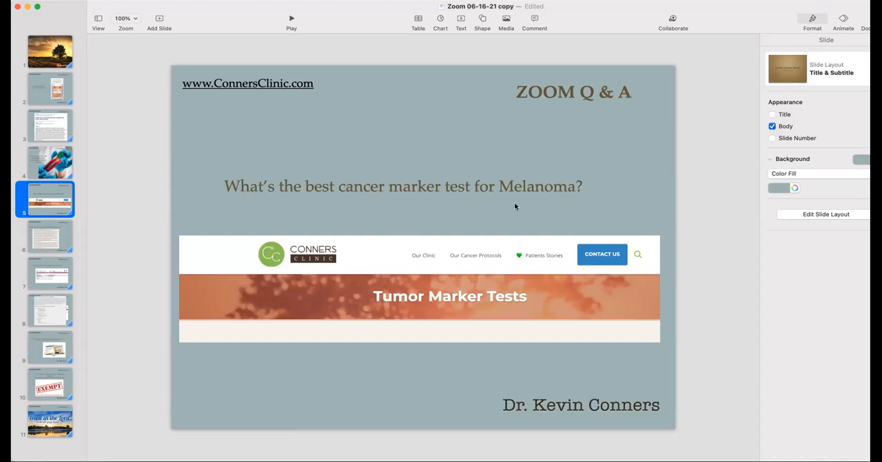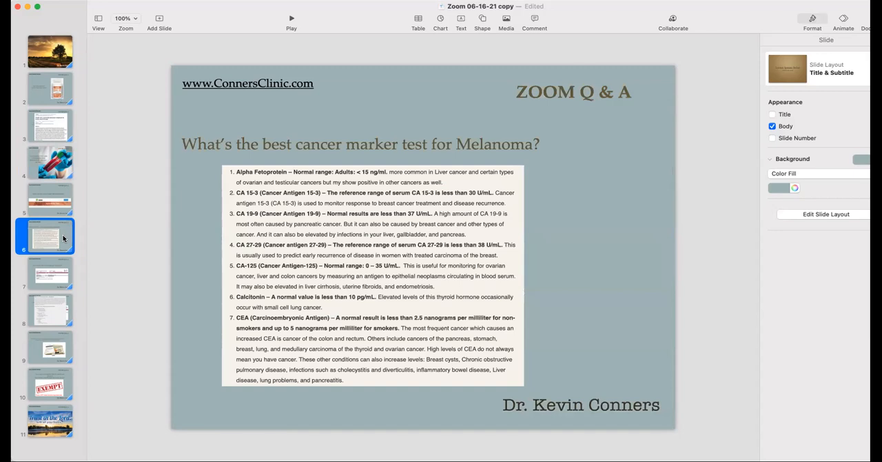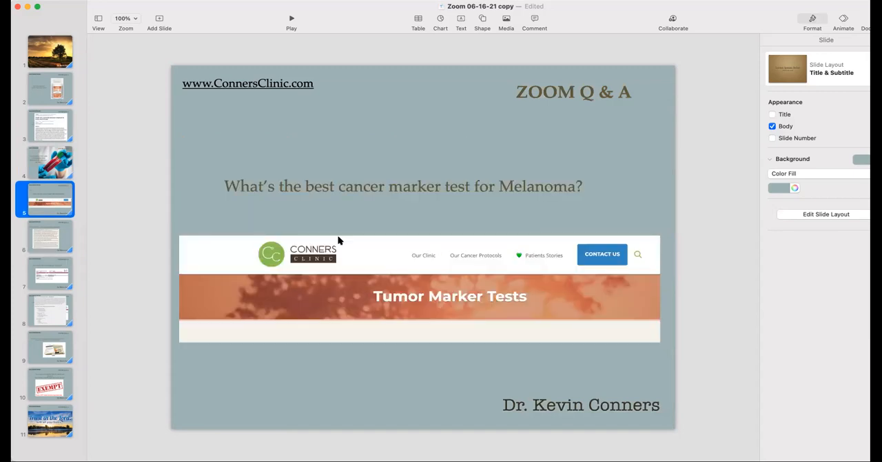What's the best cancer marker for melanoma? Well, there aren't any good cancer markers for melanoma. So if you go to this, this is just a screenshot of our blog post on tumor marker tests.